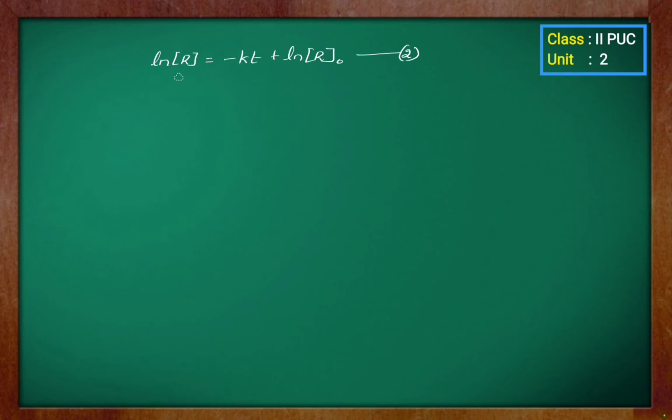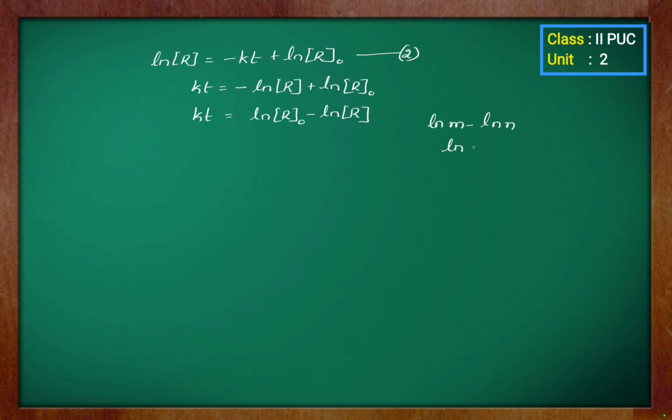If I rearrange equation 2, I can calculate the value of the rate constant. So we shall rearrange it. I can write Kt is equal to minus ln R plus ln R naught. So this is ln R naught minus ln R, which is equal to Kt. From the laws of logarithms, if we have ln m minus ln n, we can write it as ln m by n. Similarly, here I can write ln R naught divided by R, which is equal to Kt.